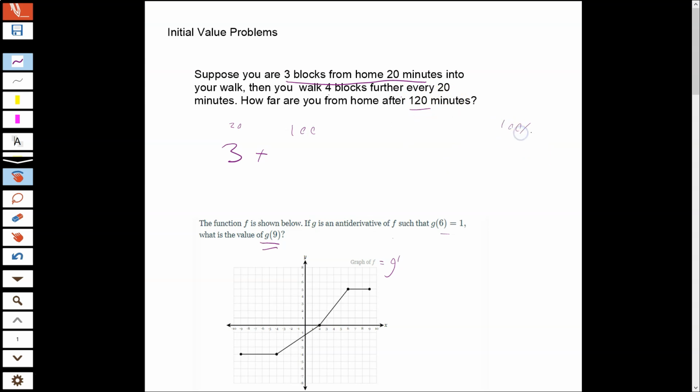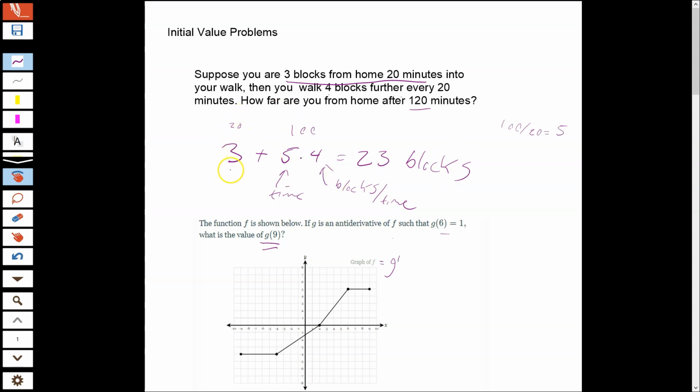This is all just arithmetic, right? So 100 divided by 20 means there's 5 20-minute periods in that walk. So I'm going to do 5 times 4, right? So 5 periods, this is a time, and this is the change per time. So this is like blocks per time. So the result obviously is 23 blocks from home. Pretty far, 23 blocks.